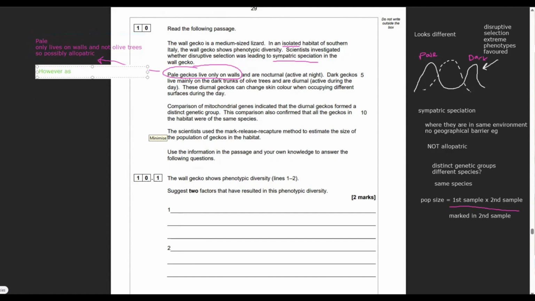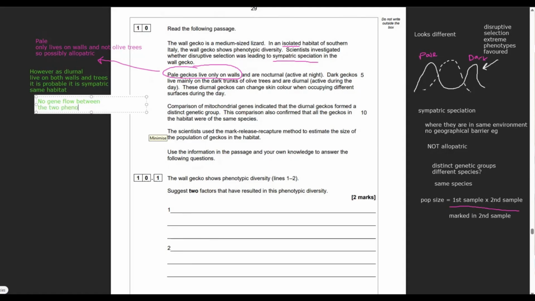However, the fact that the diurnal geckos can occupy different surfaces during the day, the fact that they can go on the trees and walls, yes, they mainly live on the trees, but they can go on the walls, means that it is not allopatric and it is sympatric speciation. So I just want to make the point that they actually do live in the same environment because they are able to mix.